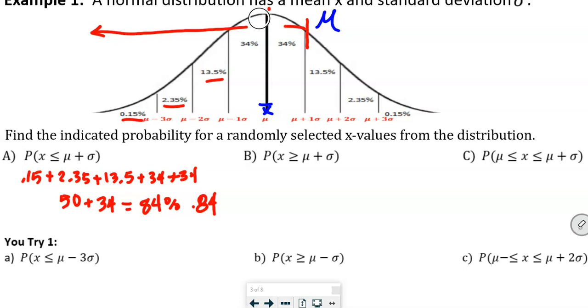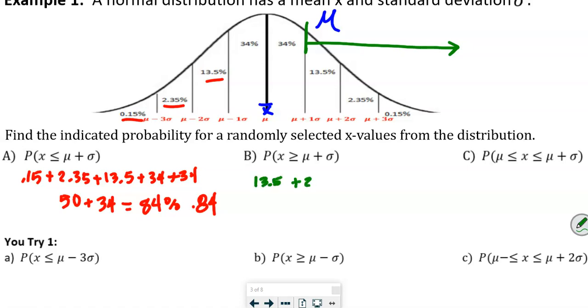All right, now let's look at number 2. This one is x greater than mu plus sigma. This time we're looking at this one, going from here and getting bigger. So we add up those three numbers that are left: 13.5 plus 2.35 plus 0.15. This is the opposite of the other one. This is 16%, guys, which would be 0.16. These are both equal to each other; we're just writing it as a decimal and as a percentage.